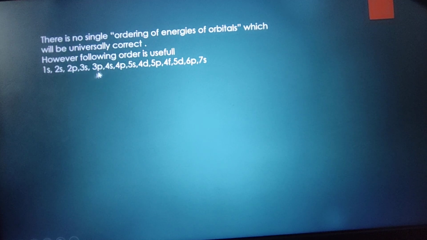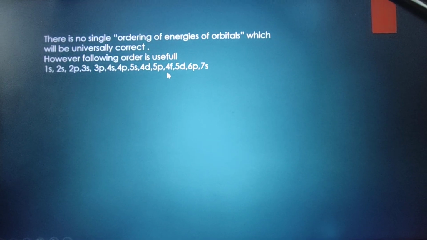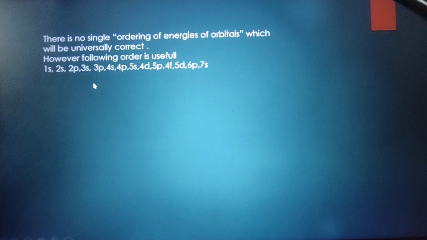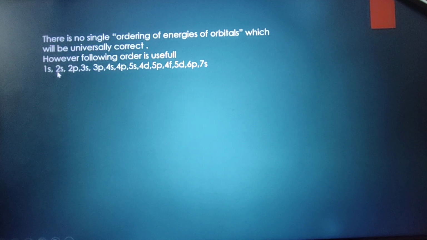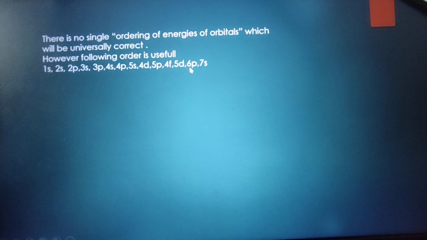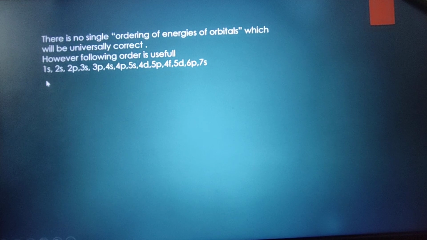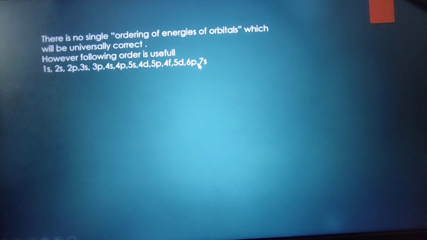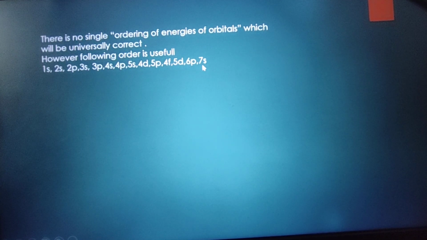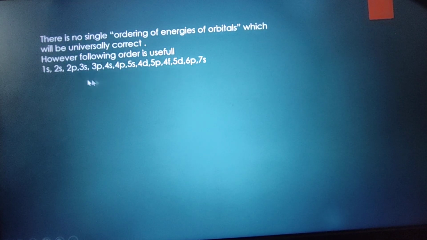Here this order is not an exact order in which electrons are filled in the orbitals. However, in most of the electronic configurations while we are writing, use this order. There are few exceptions, but most of the atoms follow this order in filling of their electrons.